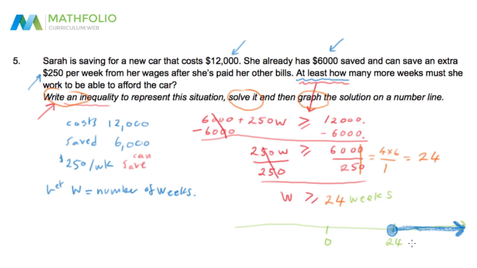And just remember, graphing doesn't always mean an X and a Y axes and showing points or showing lines. Here we just graphed it on a number line by showing a shaded area on that number line and also a circle filled in on 24. That's our answer to number 5.